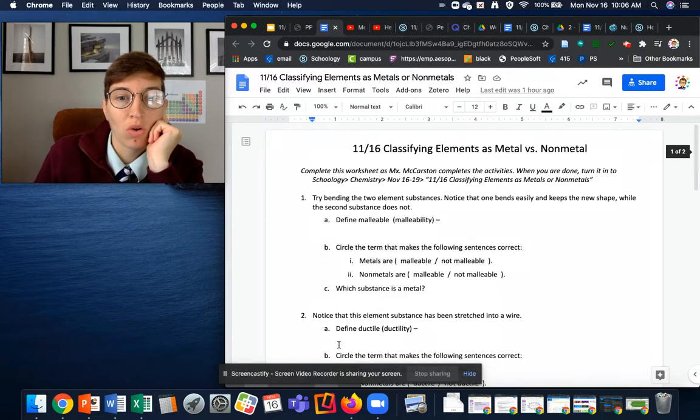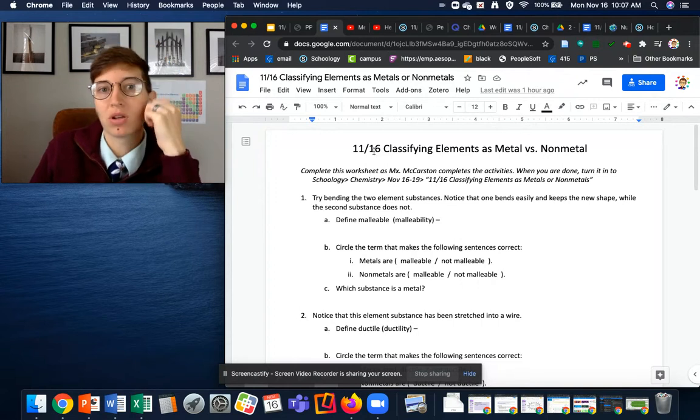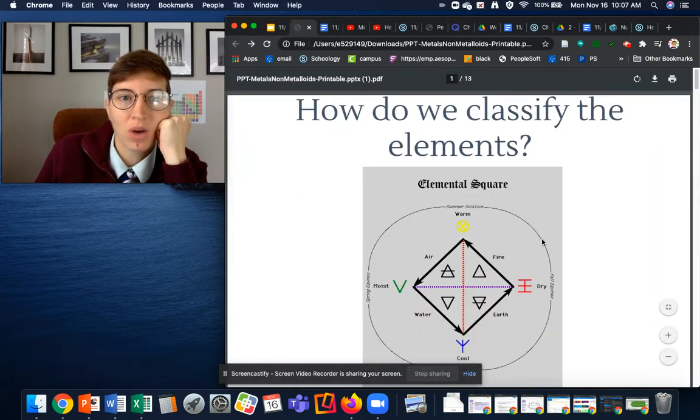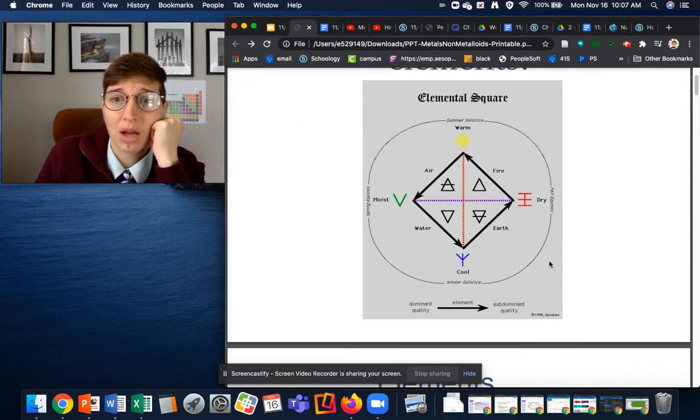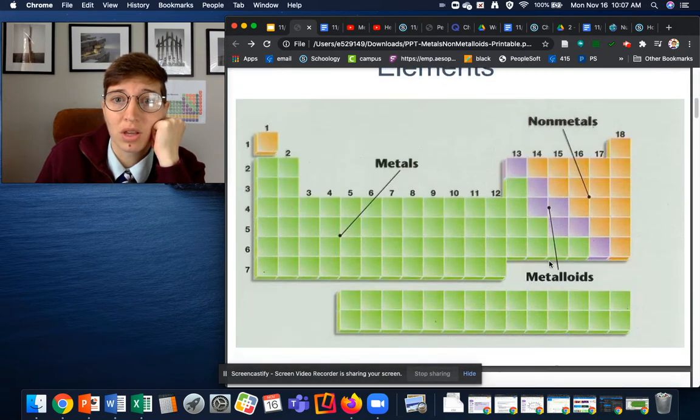All right, and we're going to go through each of the numbers, talk about properties of metals and nonmetals. Okay, so how do we classify elements? Last week we talked about classifying substances as pure substances or mixtures and what that is. So when we look at the periodic table, how do we determine what the elements are?